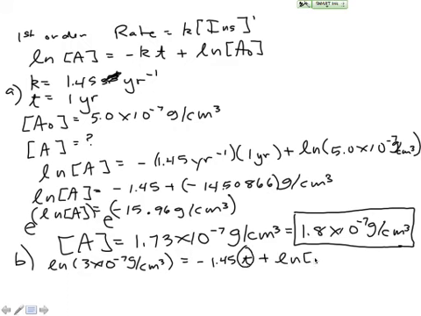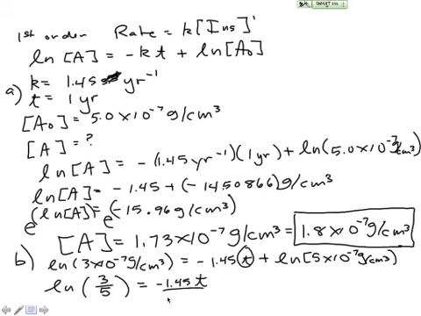So when I'm subtracting the natural log across, remember what we do? That's like division. So I'm going to put the natural log of 3 over 5 is equal to negative 1.45 times time. So let's divide both sides by negative 1.45. And then we'll apply our calculator so we can get the value of time.